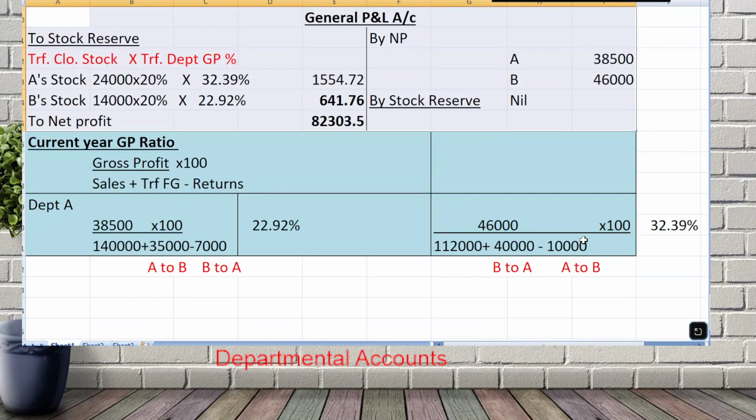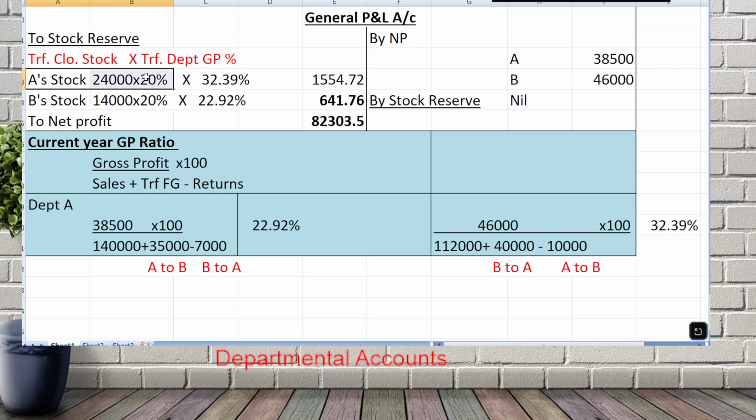While removing the stock reserve, be careful. Take the receiving department stock, which was transferred at selling price, into what? Transferring department GP ratio. While working out GP ratio, say GP divided by sales plus transfer minus what? Returns. Be careful in taking the numbers. Then we work out the GP ratio. Receiving department stock into transferring department GP ratio. We get net profit.